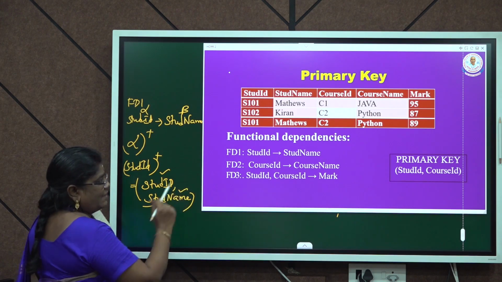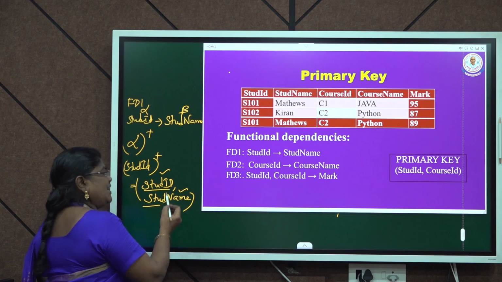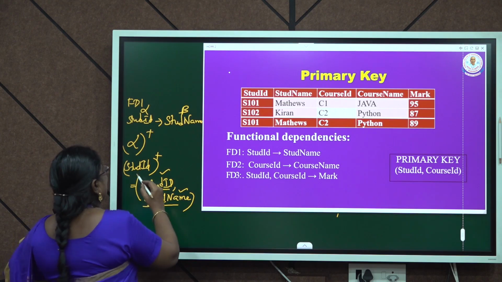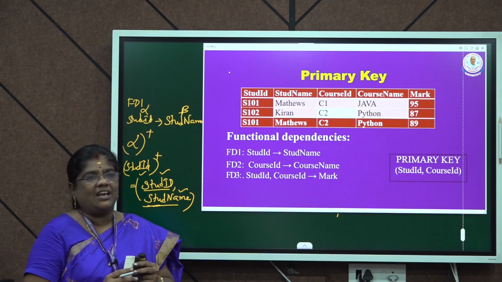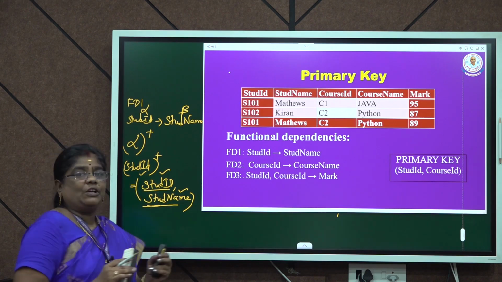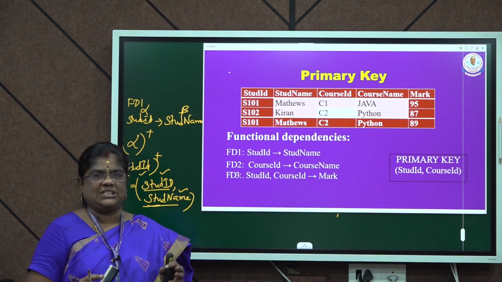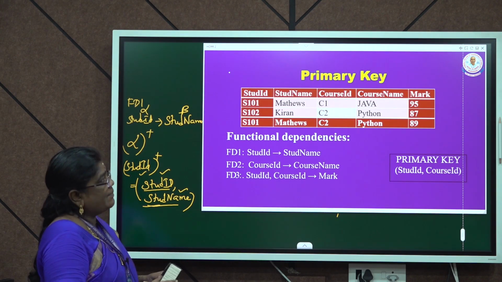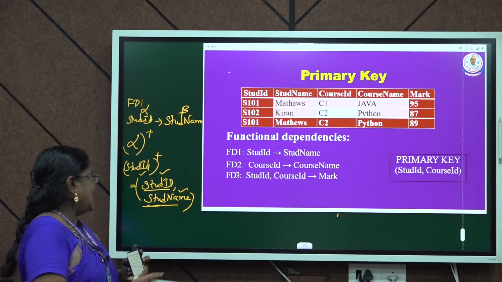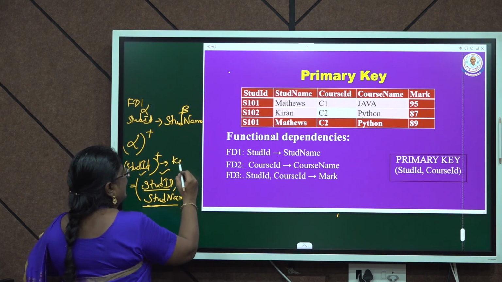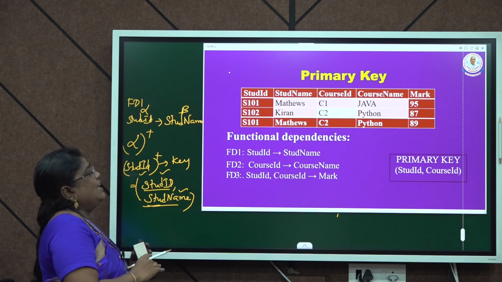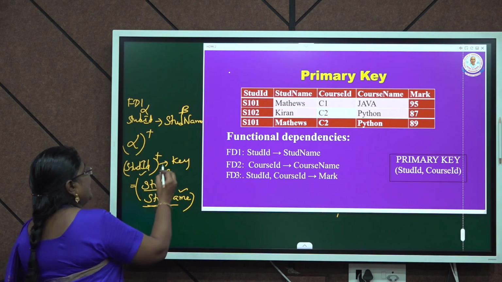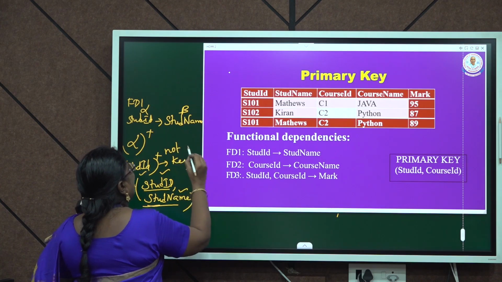There is no other functional dependency starting with the stud ID or stud name. So, now how to identify whether the stud ID is a key or not? It is a simple procedure. We have to check the closure. If the closure includes all the attributes in the table, that is stud ID, stud name, course ID, course name and mark, then we can say stud ID is a key. But here only two attributes are there, and the course ID, course name, mark are missing.